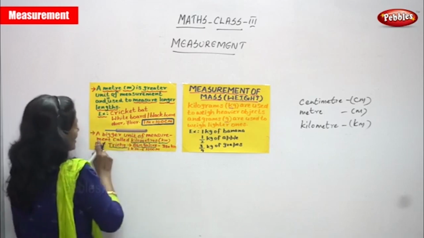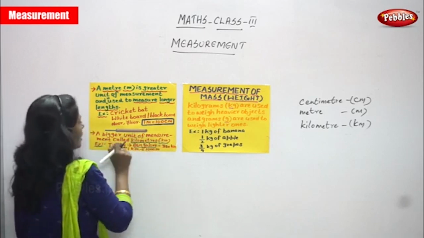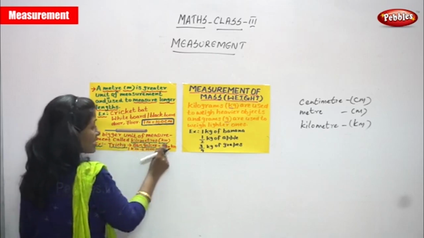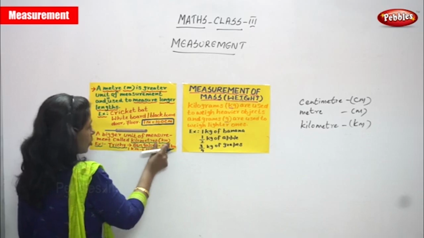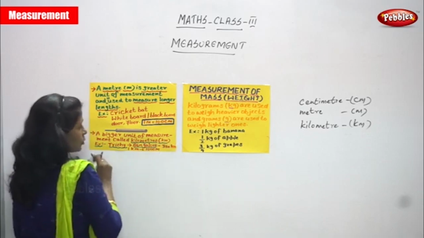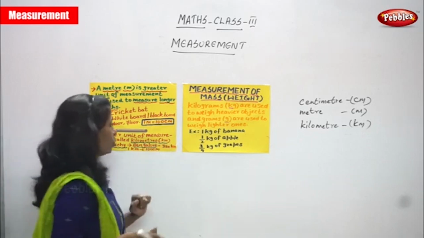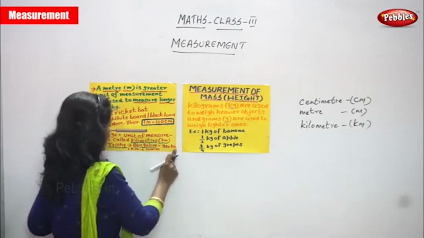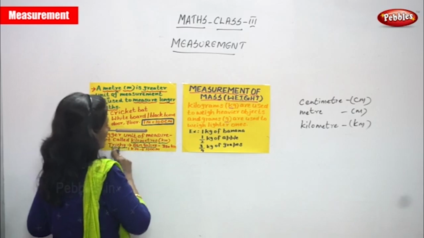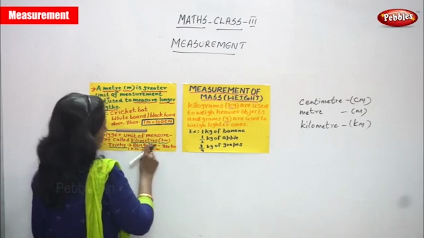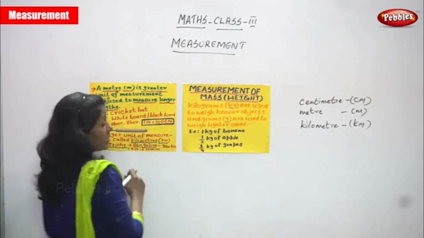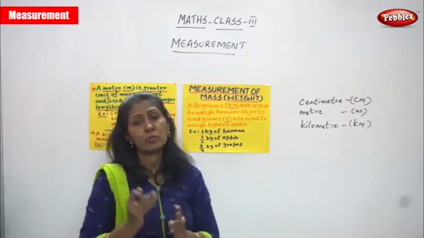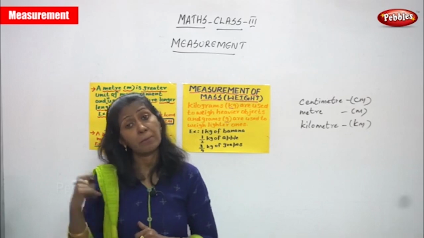Next one is a bigger unit of measurement called kilometer. Kilometer means km. If you want to travel from Trichy to Bangalore, how many kilometers are you going to travel? 350 kilometers. So this is a bigger unit. Kilometer is a bigger unit and also it's a very far distance. A very far distance means we measure in kilometer. That is a bigger unit.